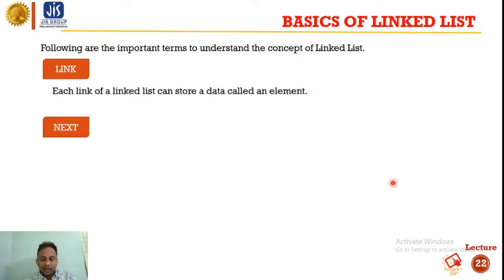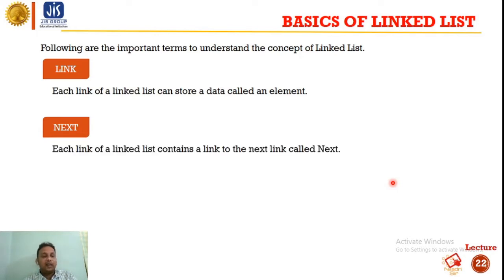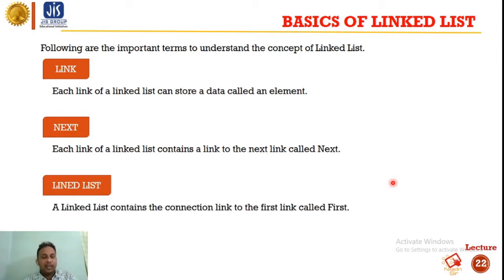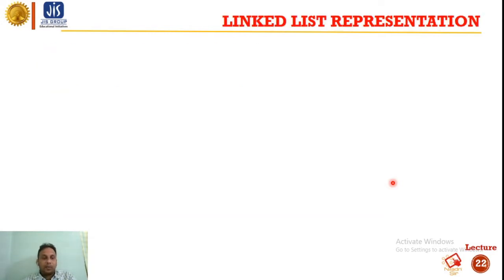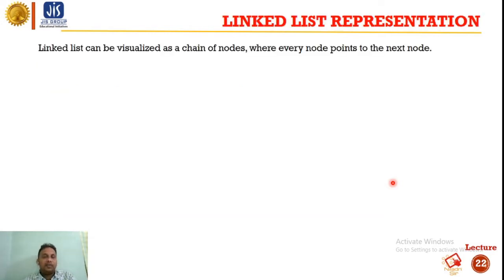What is next? Next part is basically the address of the next node. Each link of a linked list contains a link to the next link called next. What is linked list? The total node is called a linked list. A linked list contains the connection link to the first link, called the first.